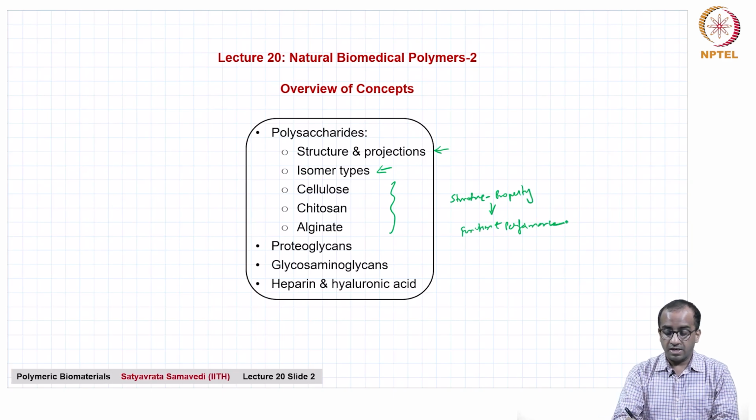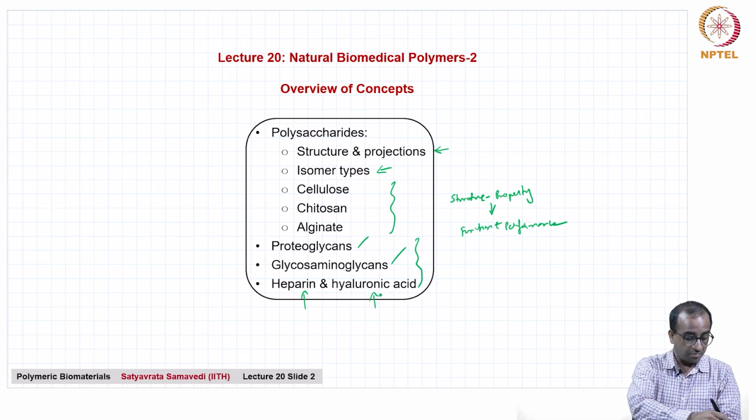And towards the end of this lecture, we will quickly look at some other classes of natural biomedical polymers along the categories of Proteoglycans and Glycosaminoglycans, and then end with two examples. One is heparin, the other is hyaluronic acid.